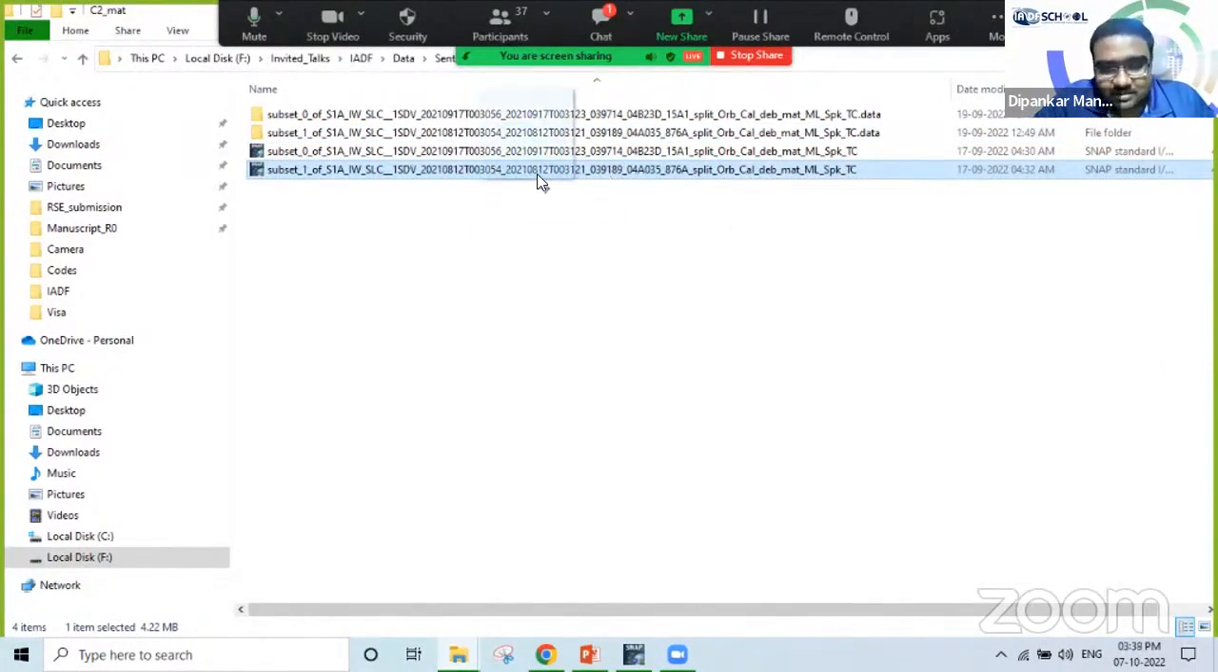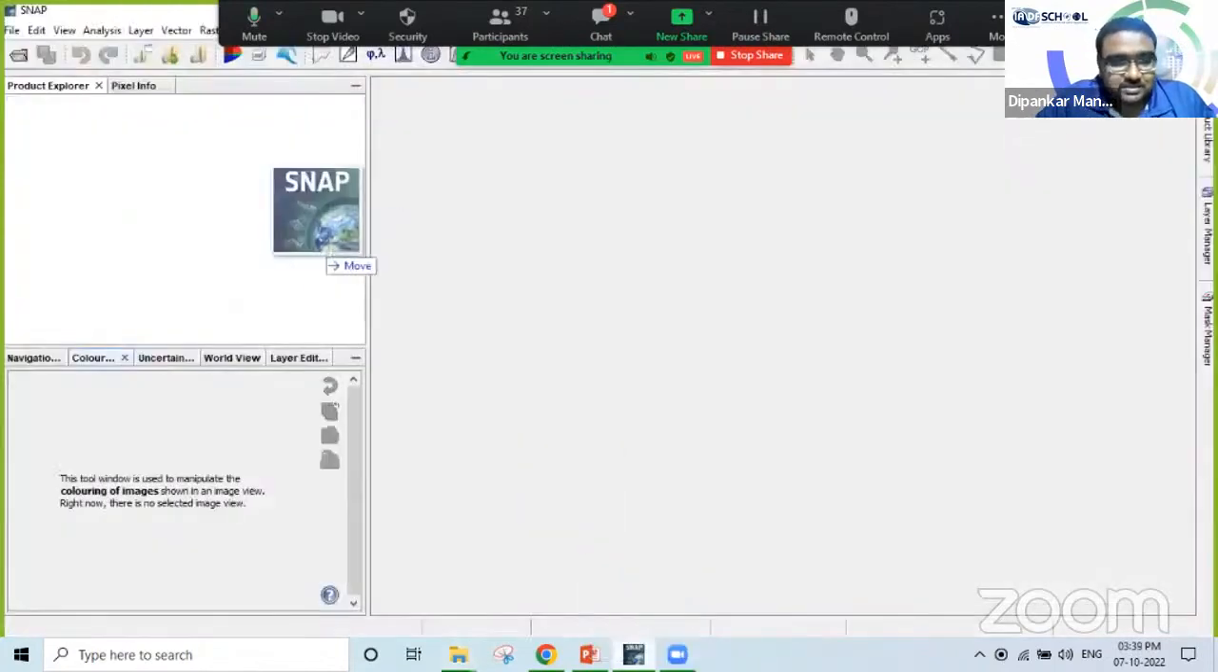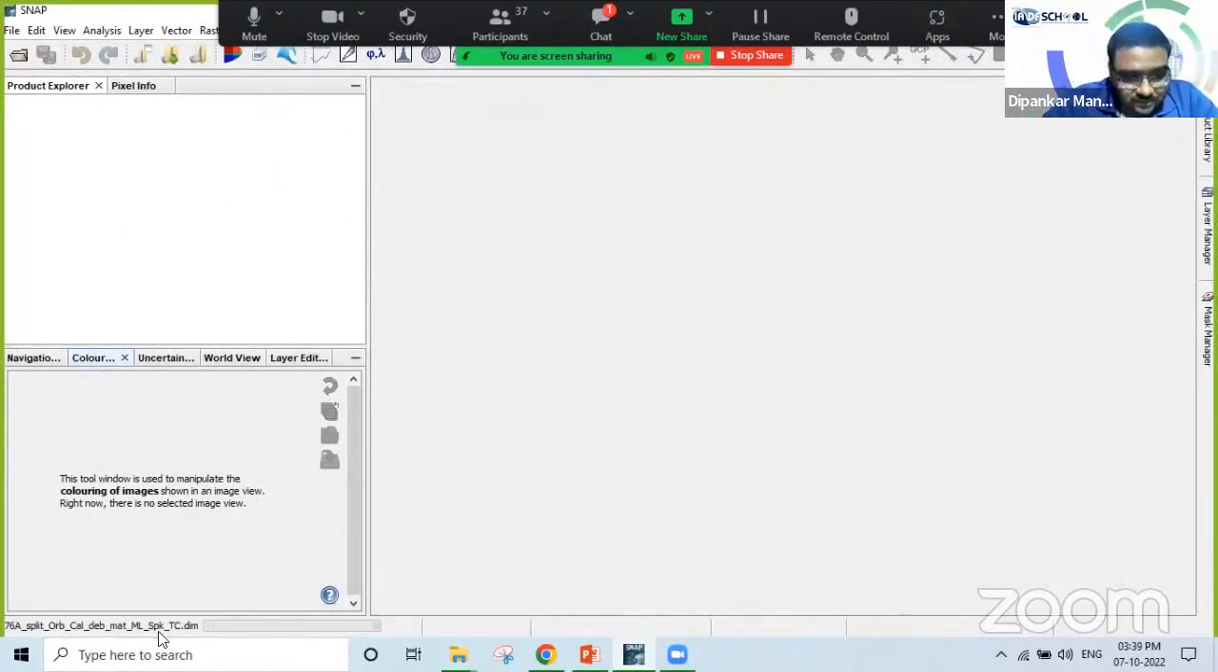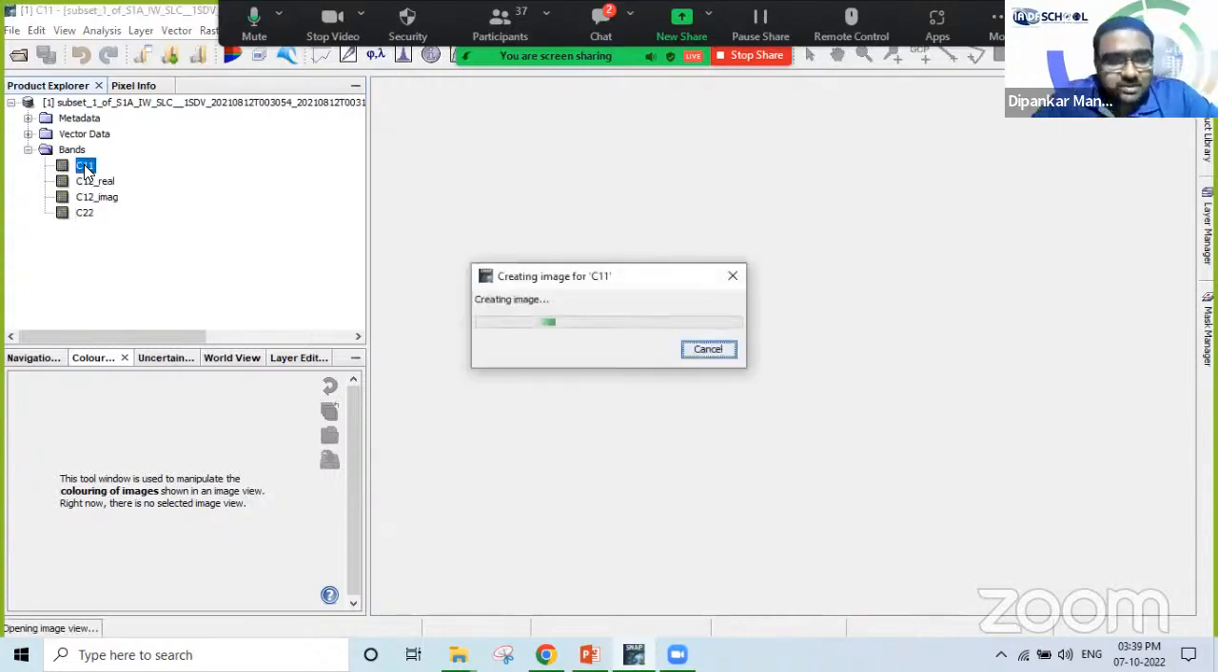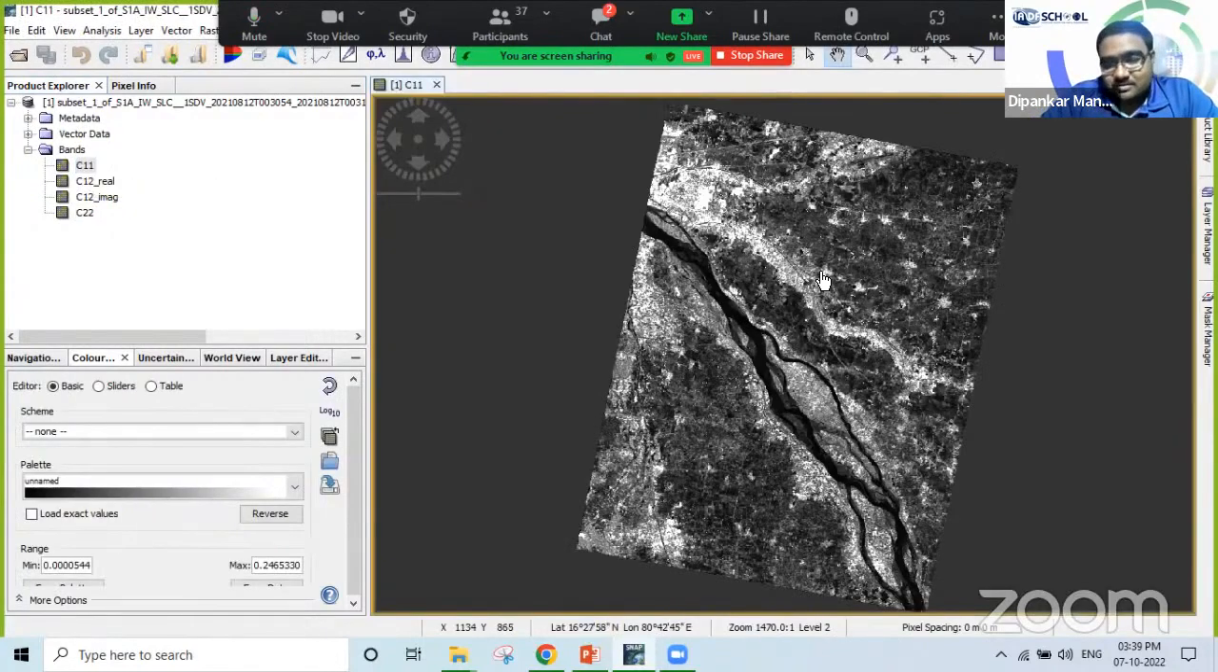So you can simply drag and drop these images into the SNAP environment. Just drag and drop in the Product Explorer, and it will take a little bit of time. You can see the progress at the bottom right corner. Now, you can see this product over there. If you expand this Bands folder, you can see there is C11, C22, C12 real, and one is imaginary. So if you want to open this image, just double click on C11, and it will open up all the pre-processed Sentinel-1 product over a particular area.